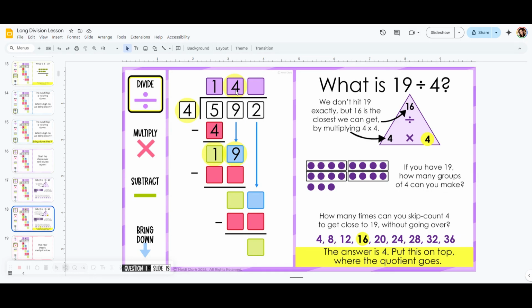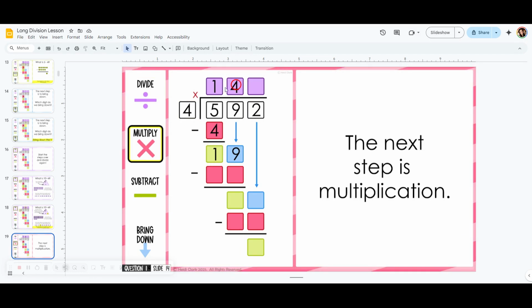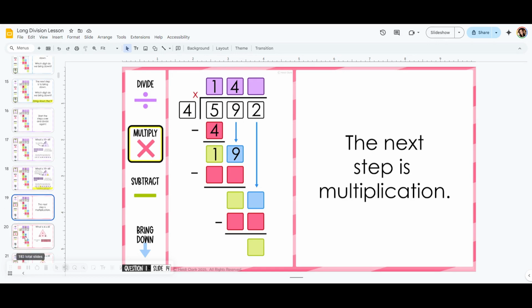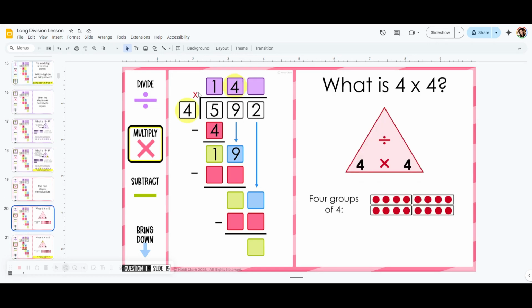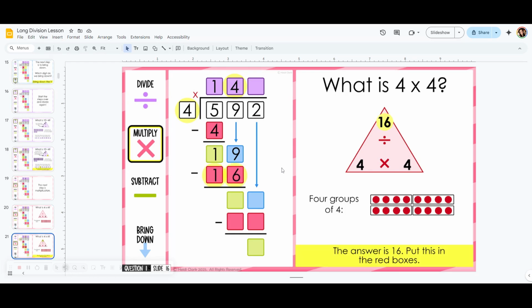Now multiply that back down. Multiply 4 times 4. 4 times 4, and we get 16. We're working with multiplication. That's the red box. So you're putting it in this red box here. So what we just did those last couple steps, we did 19 divided by 4 is 4. And then you multiplied it back down. 4 times 4 is 16.